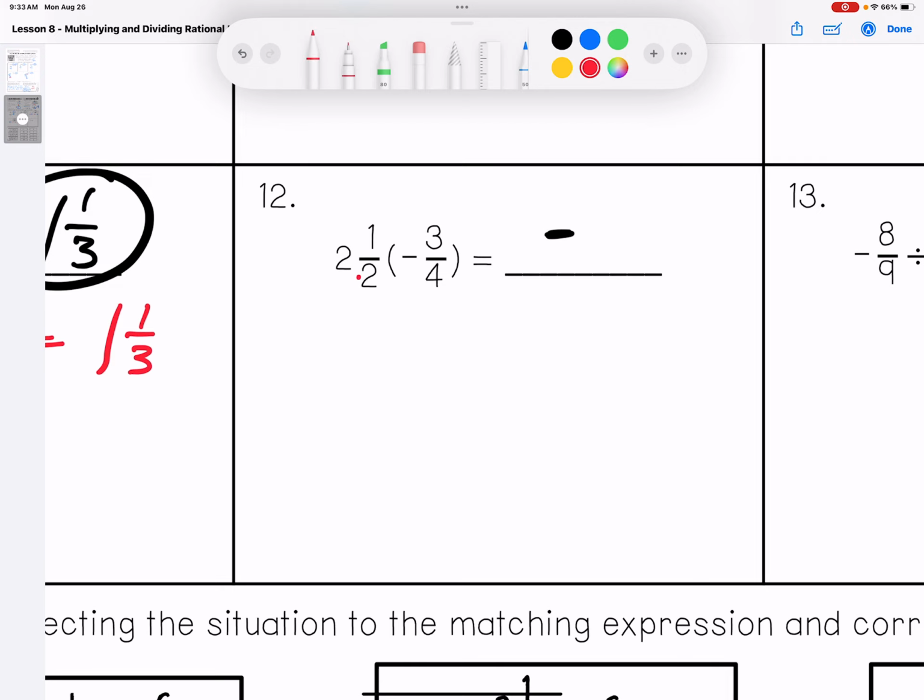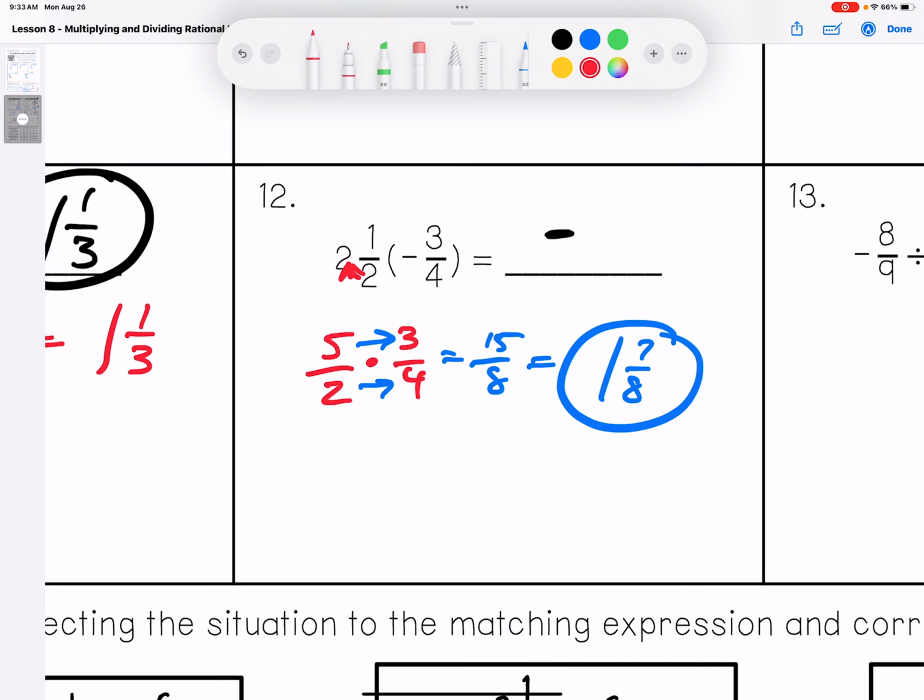First thing we got to do is convert this mixed number into an improper fraction. 2 times 2 is 4 plus the 1 on top makes it 5 over 2, times 3 over 4. That is 15 over 8. 8 will go into 15 one time with 7 left over 8. Now, if you need to do this right here to help you visualize it, I am good with that. I'm just not going to keep doing it. It is 1 7/8, negative 1 7/8.